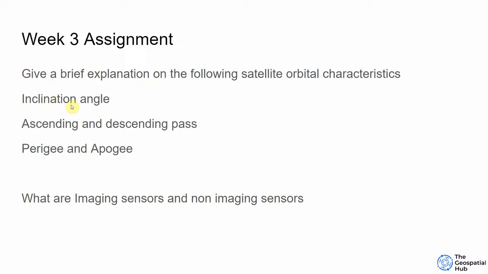We'll also drop a link to answer the assignment. The assignment for this week is to give a brief explanation of satellite orbit characteristics that we didn't talk about: the inclination angle, and ascending and descending paths. Another assignment is to talk about imaging sensors and non-imaging sensors.